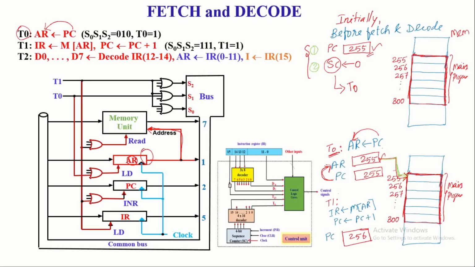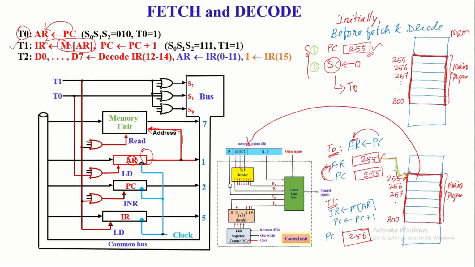Once the address is loaded into the address register, in the next timing signal T1, what micro operations need to be performed? The content from the memory address pointed by the address register has to be transferred to the instruction register. That is, the instruction is fetched from the memory address pointed by the address register and loaded into the instruction register.